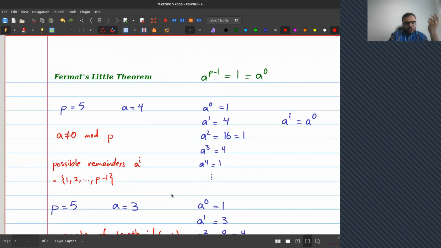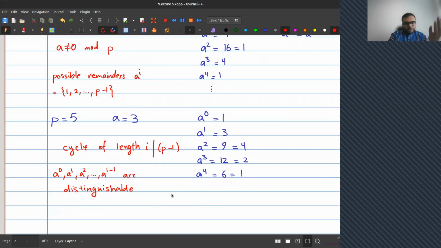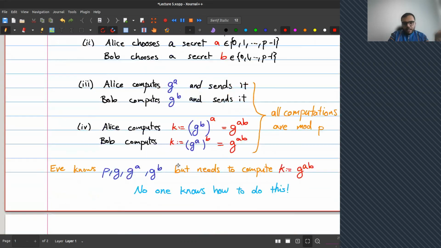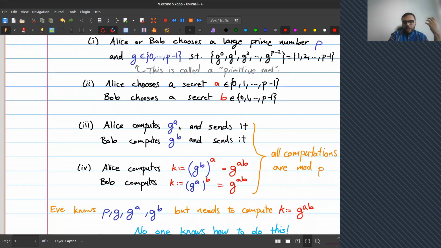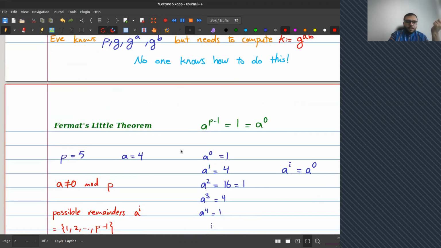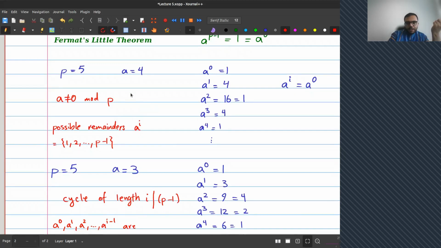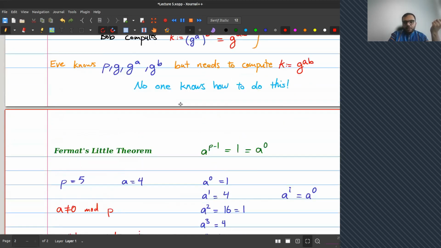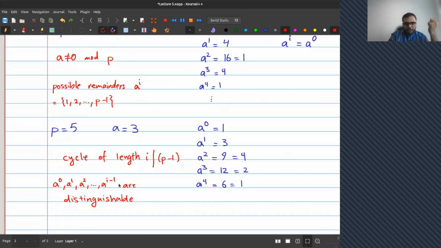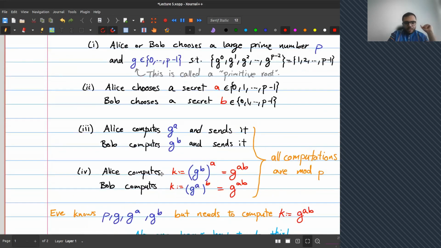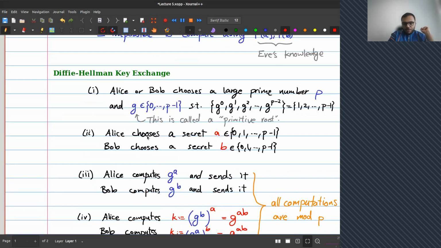So if I choose g such that it's a primitive root, it's giving me a cycle of length p minus 1, then g to the power of a can have p minus 1 different values, which is great for me, right? It would be really hard for the adversary to try all these values. But if my g is not actually a primitive root, then the number of different values that g to the power of a can take is smaller, because that's just the length of this cycle. So not so great. That's why I prefer to use a primitive root.